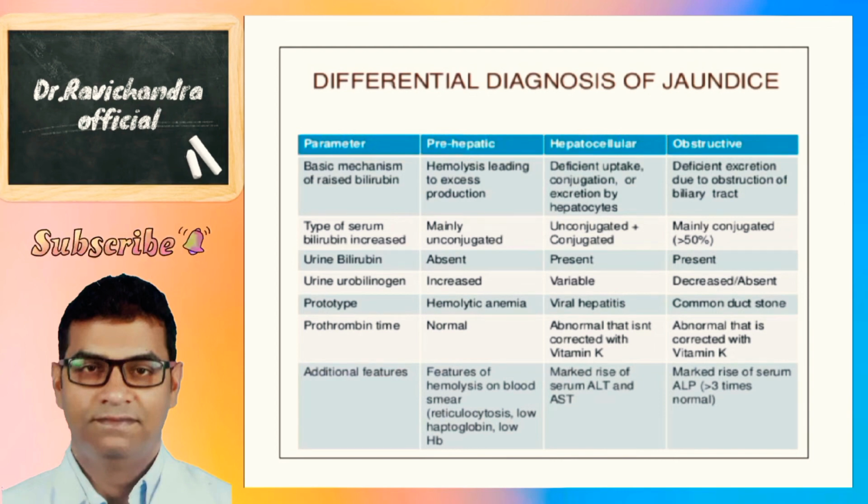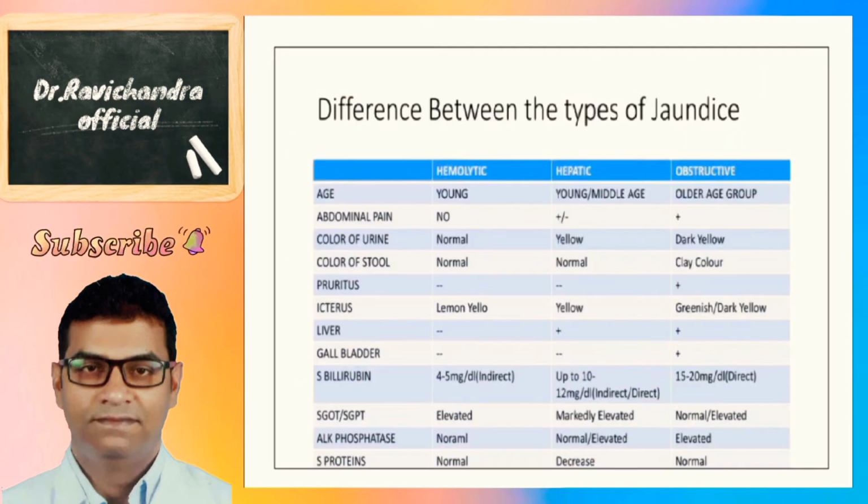There will be a marked rise in ALT and AST levels in hepatocellular jaundice. A marked rise of serum ALP more than 3 times the normal is seen in obstructive jaundice. Differences between the types of jaundice. In hemolytic jaundice, persons will be of younger age; hepatic, young or middle age; obstructive jaundice, older age group. No abdominal pain in hemolytic jaundice. It is present in obstructive jaundice, and it may or may not be present in hepatic jaundice.